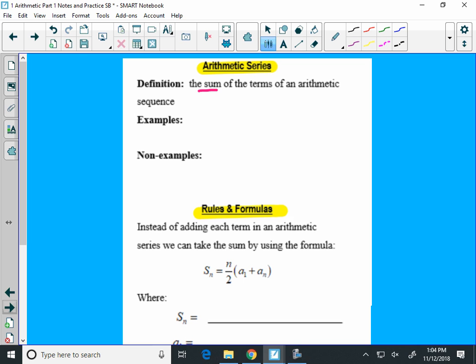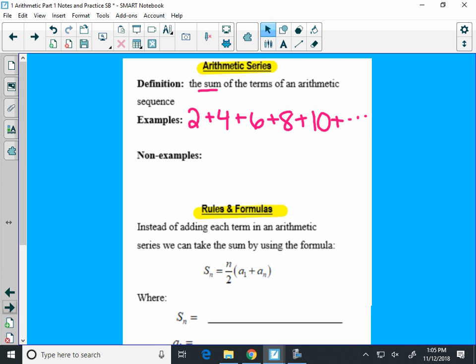So if I have a pattern, like if I have 2 plus 4 plus 6 plus 8 plus 10, and I keep adding them up, that's an arithmetic series because you follow the pattern of adding 2 every time, right? Your common difference would be 2 here. And you're adding them up with a plus sign. So that's a series. A non-example would be something like 1 plus 2 plus 3 plus 4, because that's not arithmetic. I'm not adding the same number in between each term. You good with that? All right.